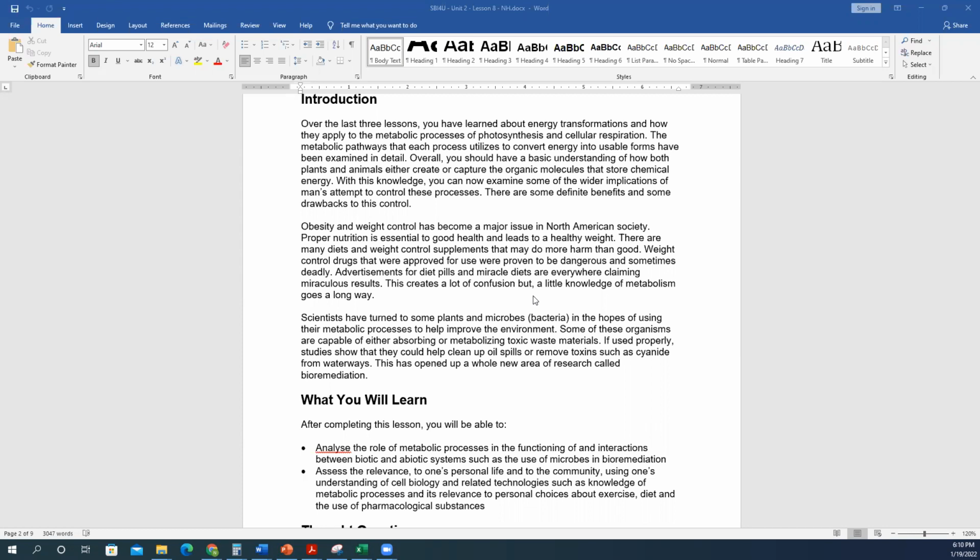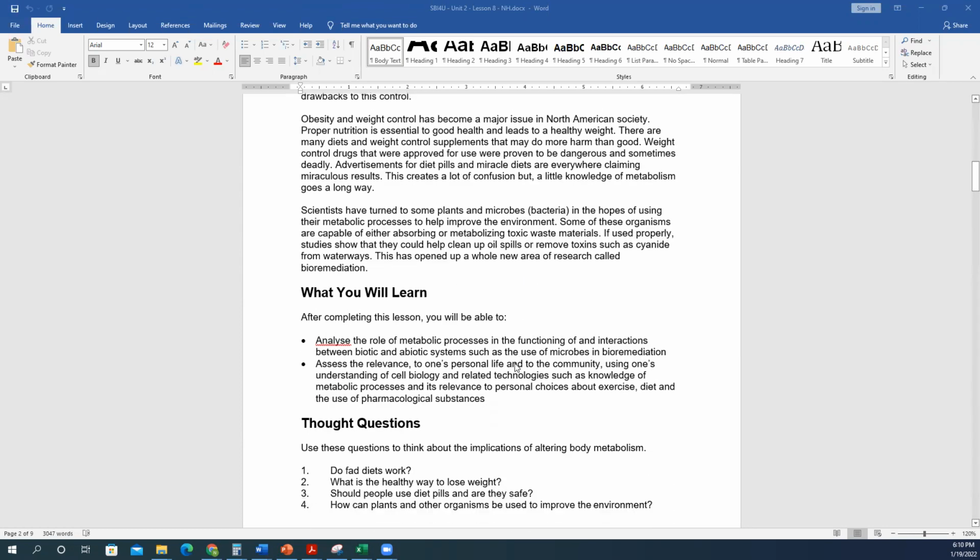Some of these organisms can either absorb or metabolize toxic waste material. If they're used properly, studies have shown that they can help to clean up oil spills or remove toxins from water and from the environment. This is another area that we're going to be looking at today in this lesson, because it has opened up a whole new area of research called bioremediation.